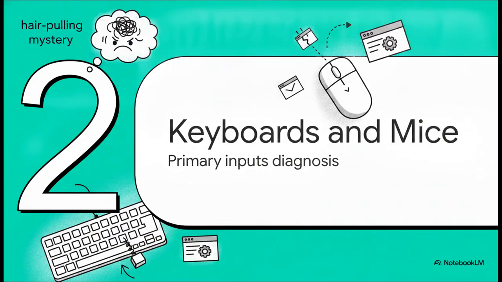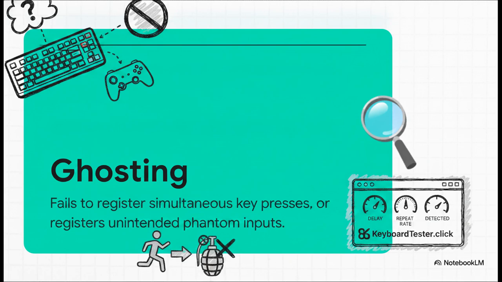Moving right along to Section 2, testing keyboards and mice, diagnosing your primary inputs. So, these are the tools going to solve those totally hair-pulling mysteries about sticking spacebars and dropped inputs. Let's talk about ghosting first. You know the drill. Ghosting is when a keyboard just fails to register multiple simultaneous key presses, or worse, gives you those super annoying phantom inputs. If you've ever tried to run diagonally and chuck a grenade in-game only to just stand there like a sitting duck, yeah, you've probably experienced ghosting.